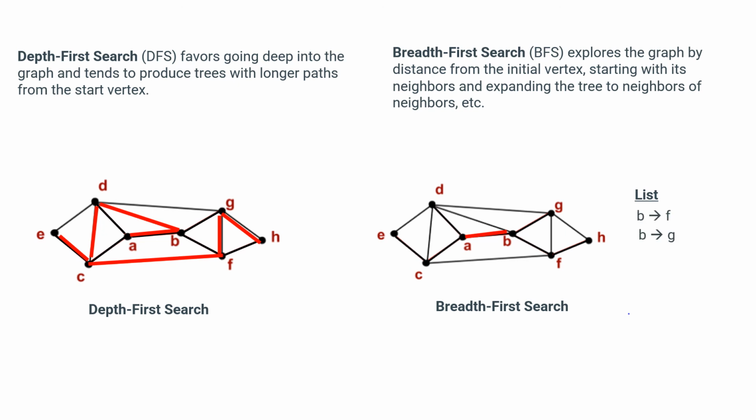Well, F is a neighbor of B, and so is G. So those are two that I'll put on my list to come back to after I've visited all the neighbors of A. Okay, now I'll visit C, A to C. Now, are there any neighbors of C I need to take note of? Yeah, E. E would be a neighbor of C I want to come back to. Okay, now I still have one neighbor to visit, and that would be D.